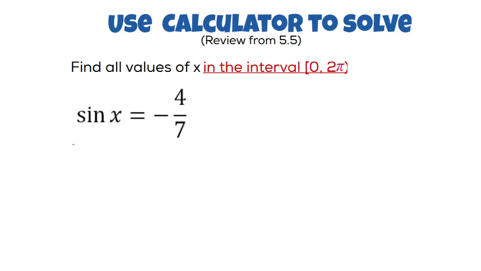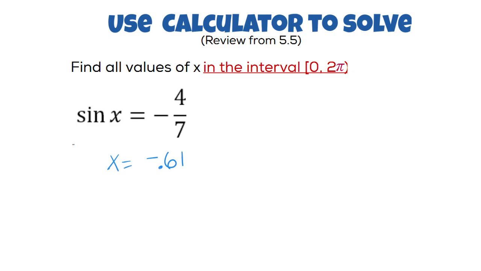All right, so let's give it a shot. Make sure that your mode is in radian mode. Since it said 0 to 2 pi, that says they want it in radians. And then all I've got to do here is do second sine of negative 4/7. And I'm getting a negative 0.61.